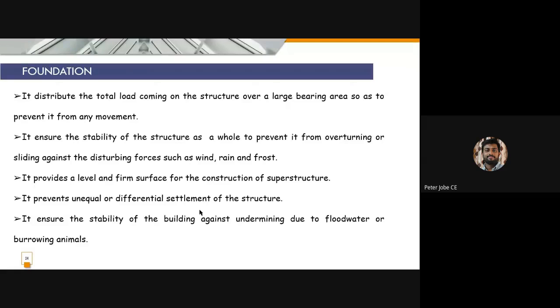below our building. So this can prevent the free flow of water, and hence undermining.